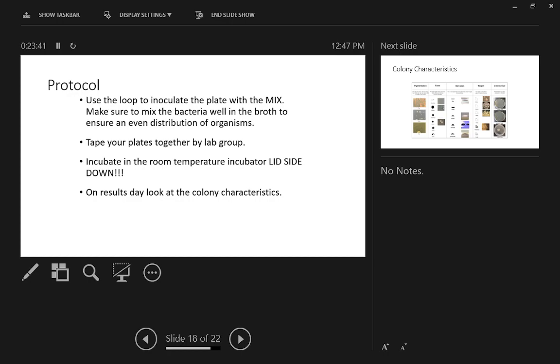We're going to be giving you a mixture. The mixture is going to contain two types of bacteria. One of them is your E. coli, and the other one is going to be a mystery bacteria. It's not really a mystery, it's Serratia marcescens.